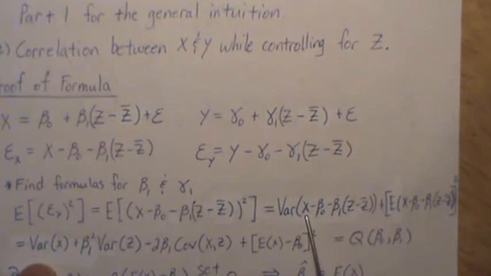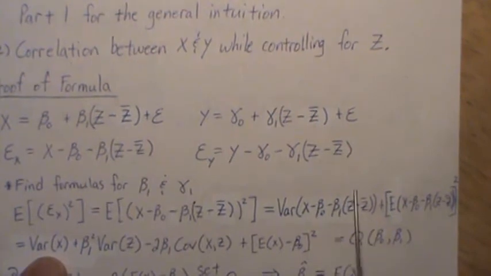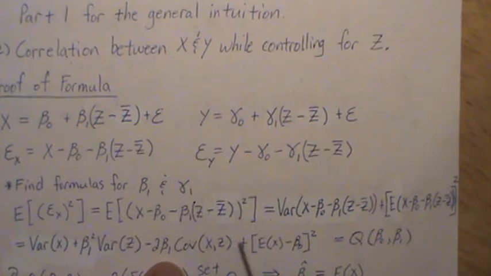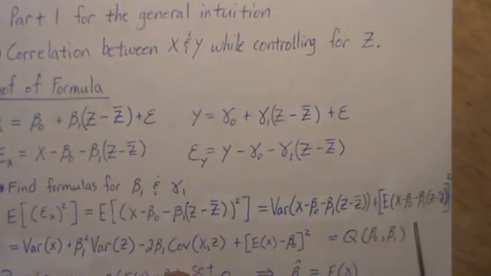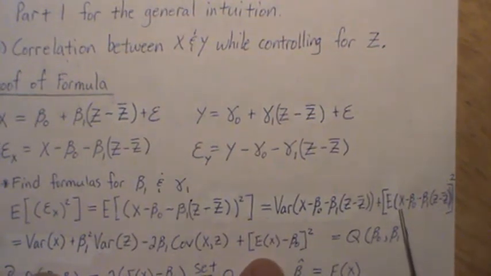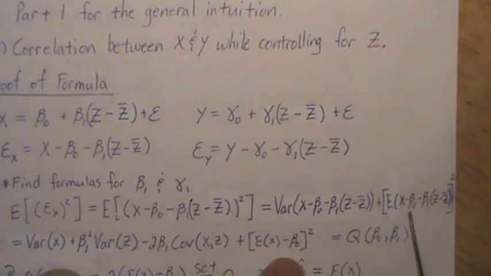So the variance of x, which is this piece; constants don't play a part, so it goes away. And then the variance of this: the mean is a constant, so it goes away. So the variance of this, the beta 1 comes out squared, and it's the variance of z. Then it's minus, because that term is minus, 2 times beta 1 times the covariance between x and z. Now this over here, remember it's quantity squared. So when we take the expected value, we get expected value of x, minus beta naught, which is a constant, and then minus beta 1 times z minus z bar. So this goes to 0, so we're left with this.